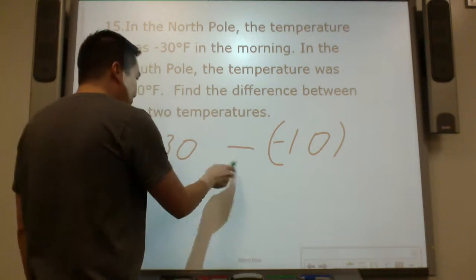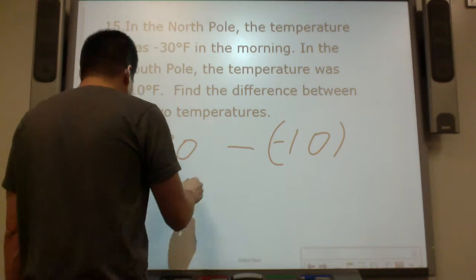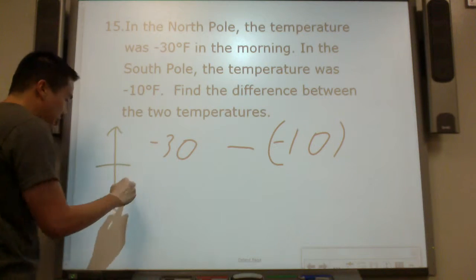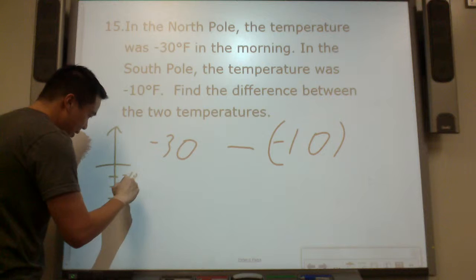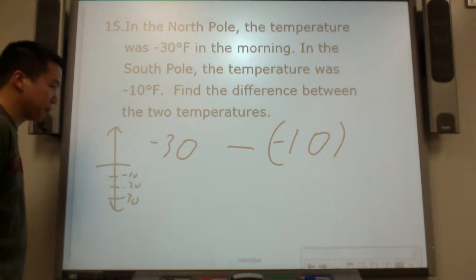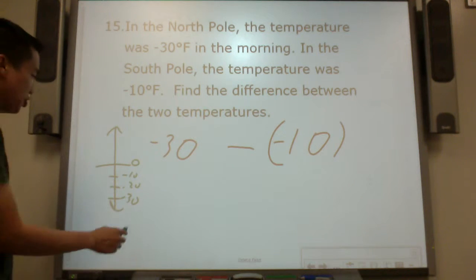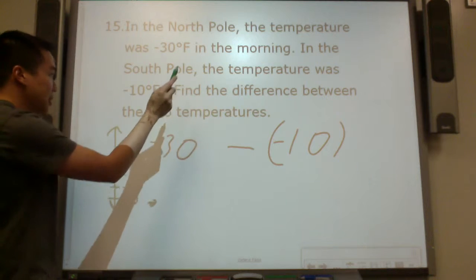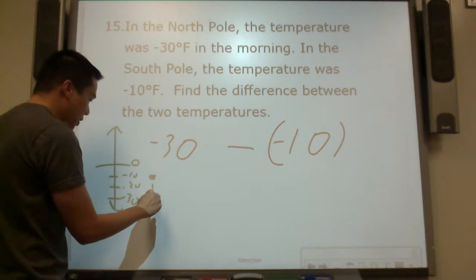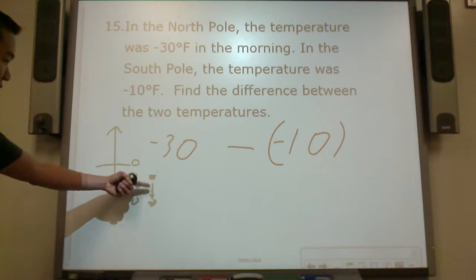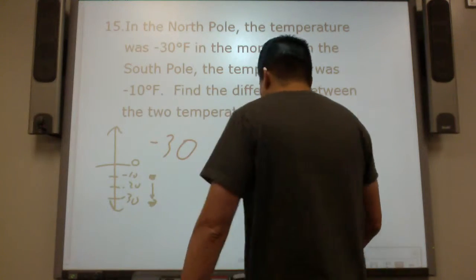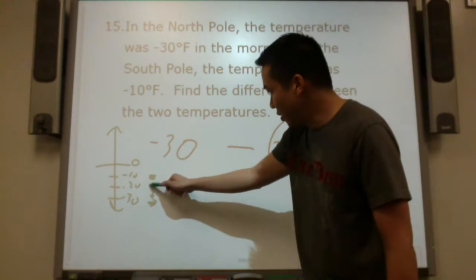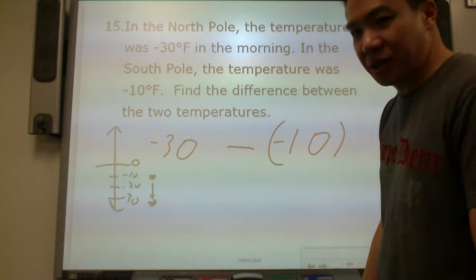So if you think about it, here's a thermometer. -10, -20, -30. Here's 0. So here's -30 right here. Here is -10. What is the difference from negative 10 to negative 30? So, it seems like it's going to be 20 degrees negative.